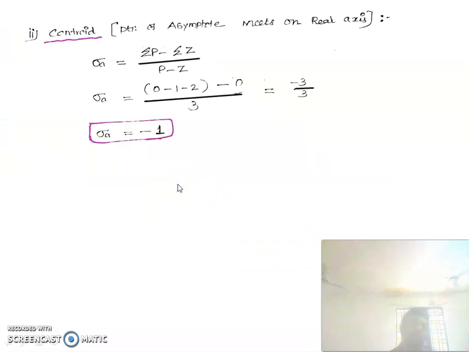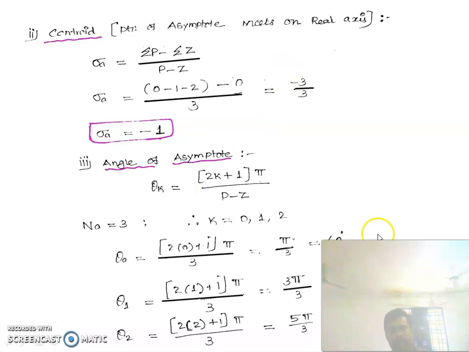Now we are going to find the centroid. Centroid is nothing but the sum of poles minus the sum of zeros, divided by the number of poles minus the number of zeros. So (0 - 1 - 2 - 0) divided by 3. So -3 by 3, you get the centroid as -1.